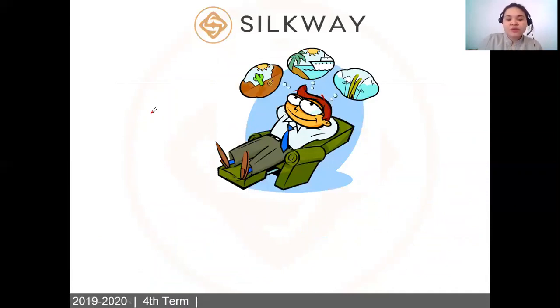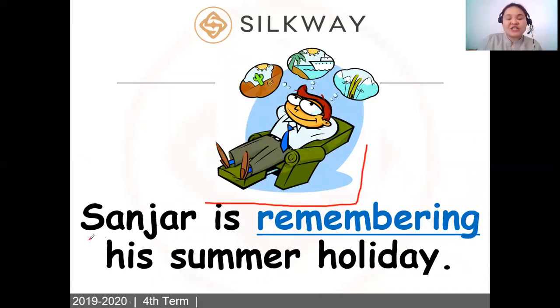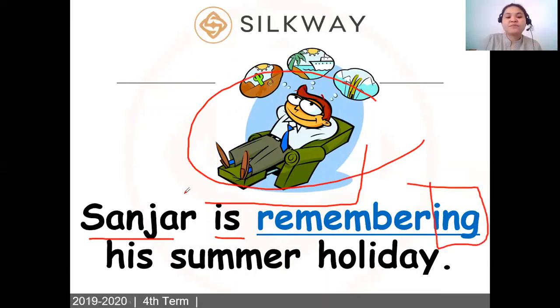Let's move on then. What about this picture? So this is Sanjar. What is Sanjar doing? Sanjar is remembering his summer holiday. So he's remembering. Maybe he had a very good summer holiday. So he's remembering that. As you can see again, it is is because Sanjar is only one. Remember plus ing, right? So we have the present continuous tense.